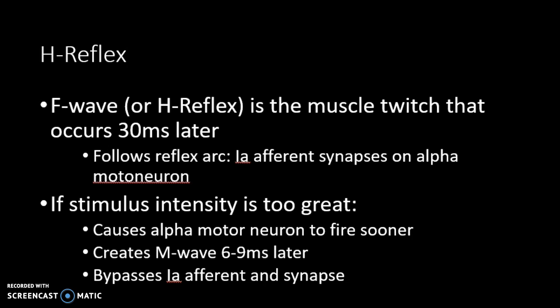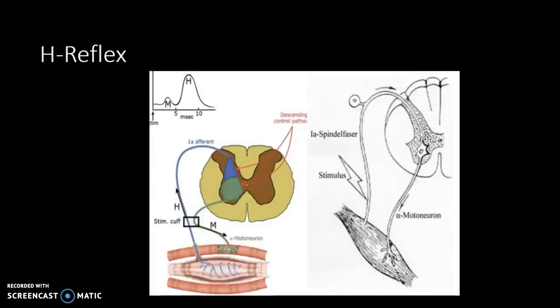Now if this stimulus is too great, the alpha motor neuron fires a lot sooner, and we could bypass this IA afferent synapse. Because we know that alpha motor neurons need to hit a certain threshold in order to contract, if we're hitting that threshold, we'll actually see the H reflex start to dwindle down. So here's just a picture of it, to put it all into perspective. You'll see the little bump, the M wave, that's the muscle contracting. And then we also see the H wave, again the muscle contracting after a little bit of a latent period as well.